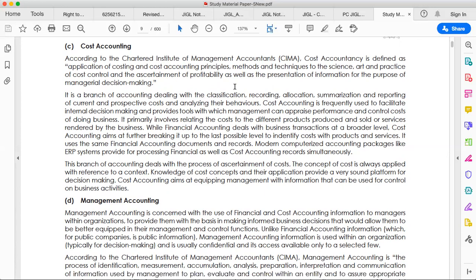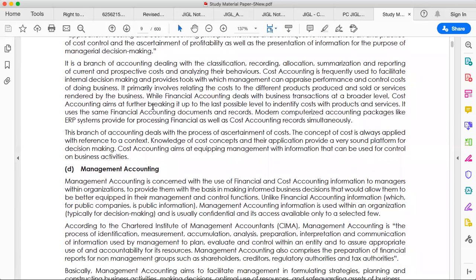Okay, so these accountings deal with the classification, recording, and allocation, summarization and reporting of current and prospective cost and analyzing their behaviors. Cost accounting is frequently used to facilitate internal decision making and provides tools with which management can appraise performance and control cost of doing business. So the main, most important purpose of cost accounting is to facilitate internal decision making of the management. Secondary use is there is statutory requirement for the government. You have to do cost accounting. You have to record cost. What is the cost involved for a particular production? So there are many sectors where there is statutory requirement for cost accounting.